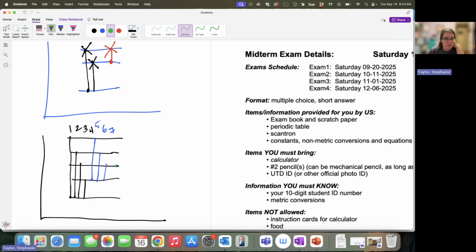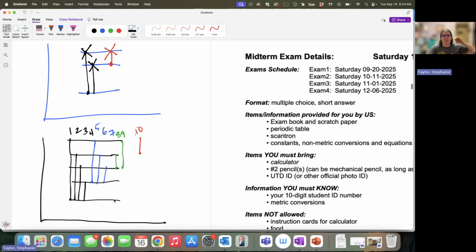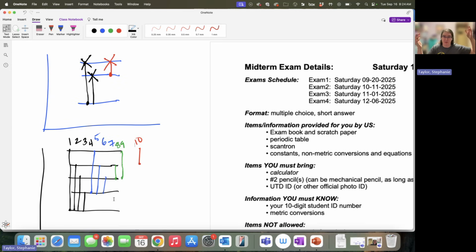I could keep going. 1, 2, and then the very last one. So I've got 8, 9, 10. So I had 1, 2, 3, 4, 5 lines. I had 10 transitions possible. So I had 3 lines. I had 3 possible transitions. I had 5 lines. I had 10 transitions possible.